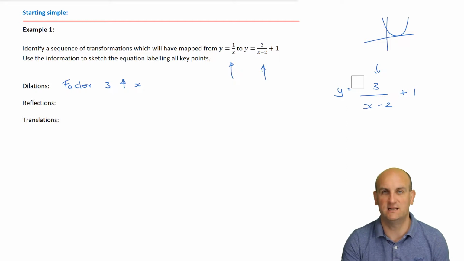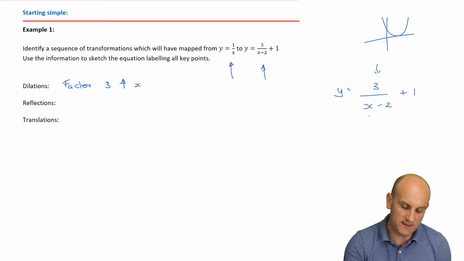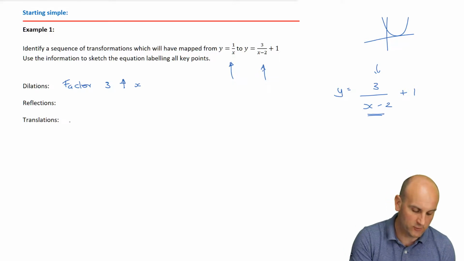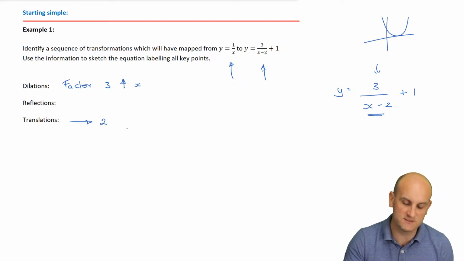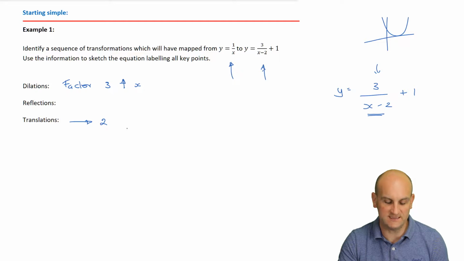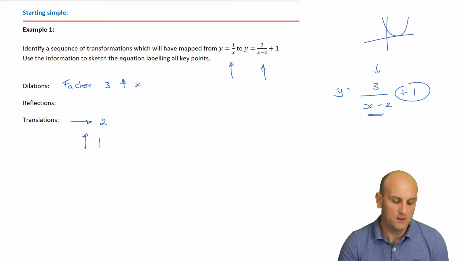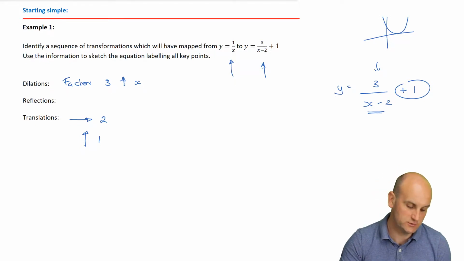And are there any translations? Well, yes, because my x must be replaced with x minus 2, I know I have gone a translation 2 units in the positive direction of the x-axis, and then this plus 1 means I've moved 1 unit up. Now, knowing that is great because I can now use the information to sketch my graph.